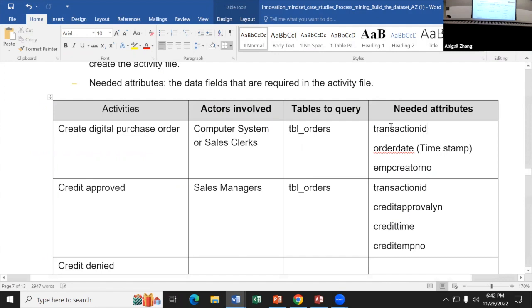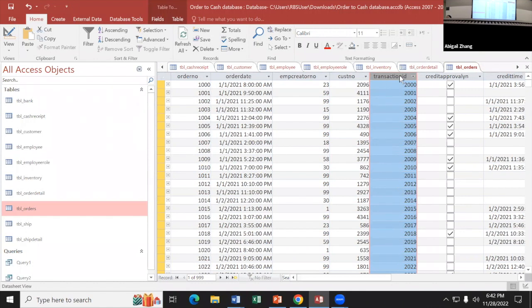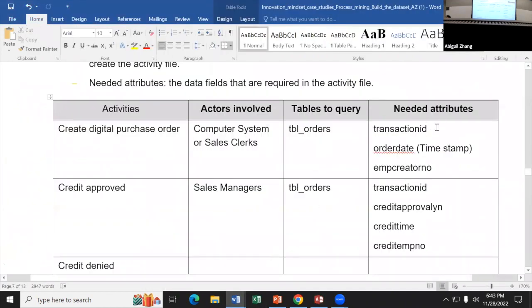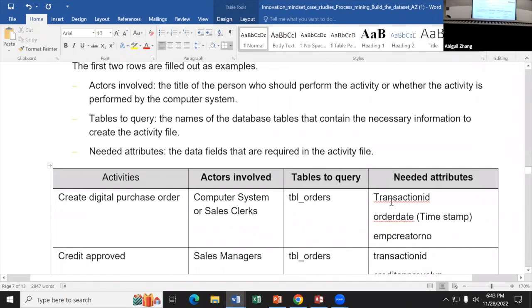Okay. And then what is the transaction ID? If you go to the order table, the transaction ID is here. In this database, we are going to use this field called transaction ID throughout as the case ID. So that is basically saying that you are going to use the transaction ID for each and every cell here, because this is the transaction ID that we use to track those individual orders. Okay, so this is equivalent to the case ID in the event log.